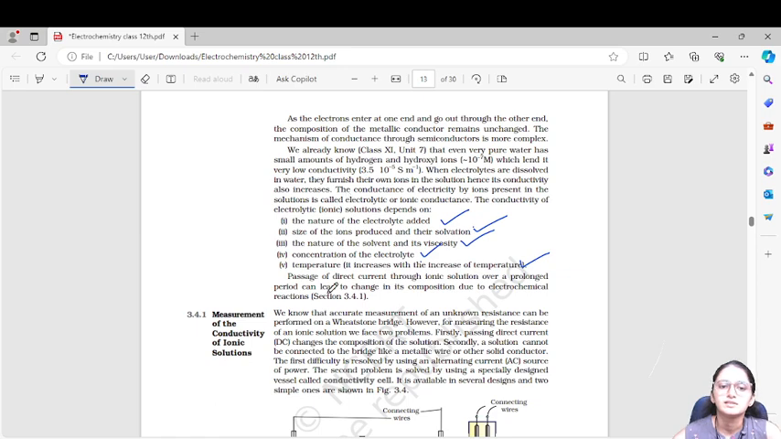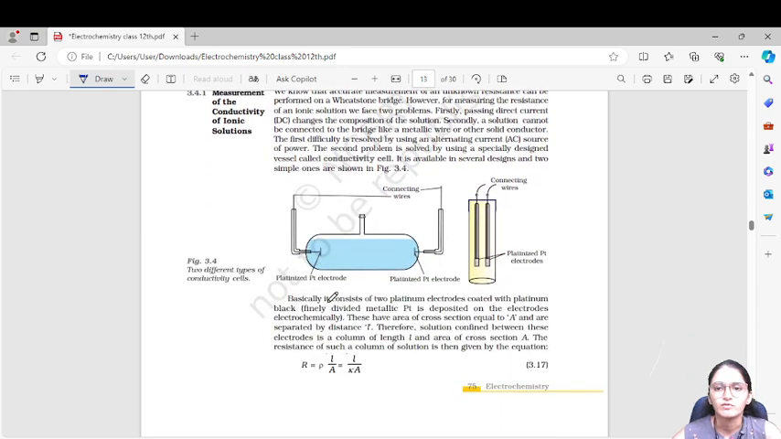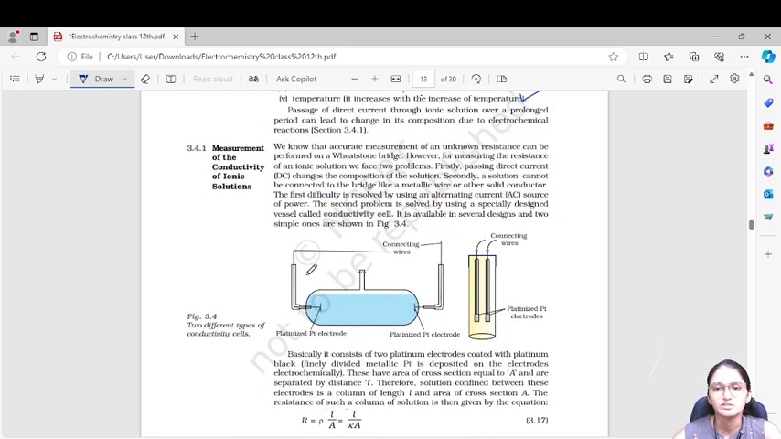Now we will see the measurement of conductivity of ionic solution. So here is a setup. Here we have two different types of conductivity cells. This experiment you will have in higher classes, not in these 2 years, because this is a physical experiment which will tell you about the conductivity cells. Here we have an unknown resistance, that is R, and we are measuring the resistance of an ionic solution.